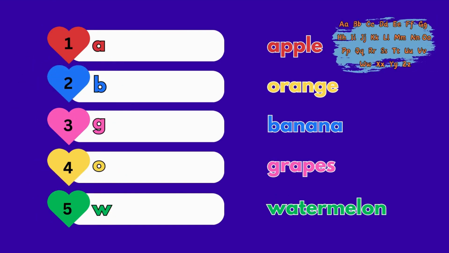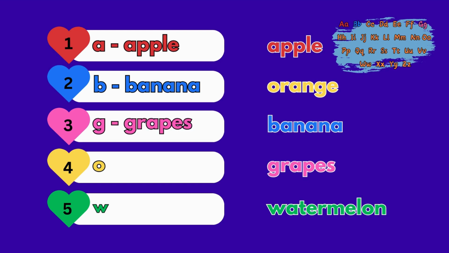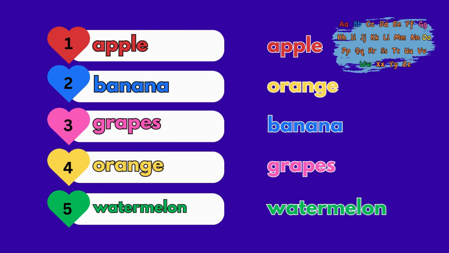Let's start arranging the words in alphabetical order. Apple, banana, grapes, orange, watermelon. Good job!